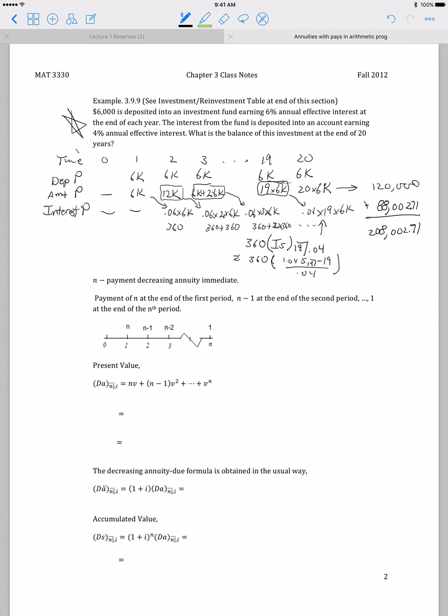This decreasing annuity immediate is also in the pencast, but it seems to be a little bit corrupted in the pencast, so I want to go over it again in this video.